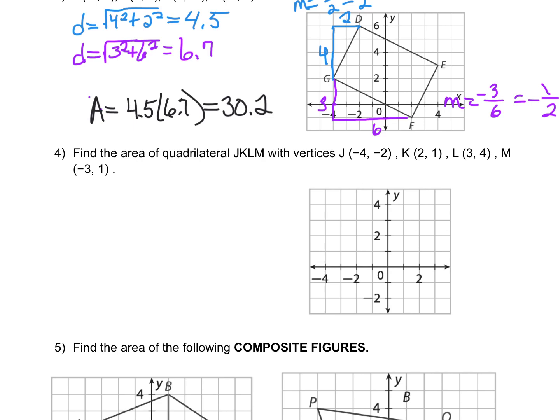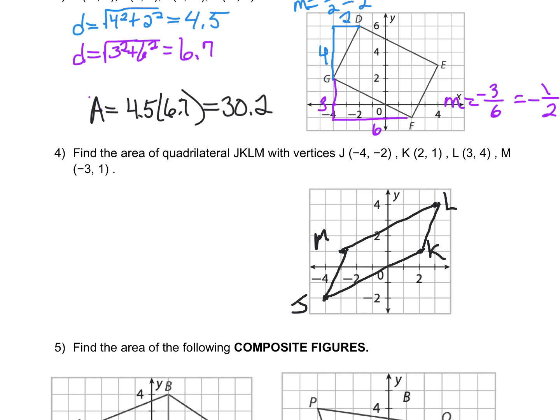Alright, so find the area of quadrilateral. Let's see, J is -4, -2. I like these a lot better when they already have them on the graph and I don't have to graph them. 2, 1 is K. L is 3, 4. M is -3, 1. That is a strange shape. There we go. Oh, that looks much better. It's a parallelogram.